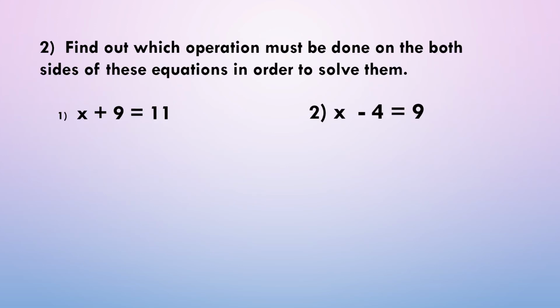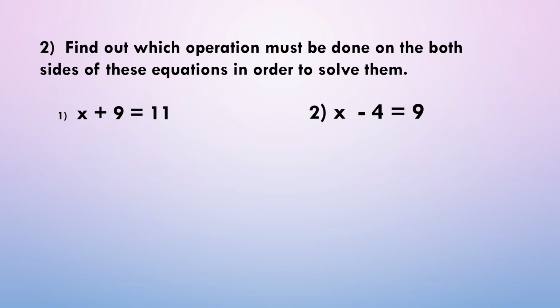Second sum, find out which operation must be done on both the sides of the equation in order to solve them. The first one, x plus 9 is equal to 11. Now you have to find the value of x here. You have to remove this plus 9. To remove this plus 9, which operation will you use here?